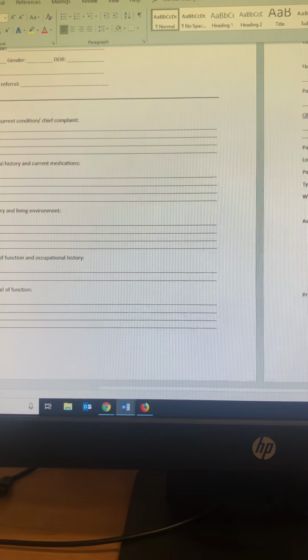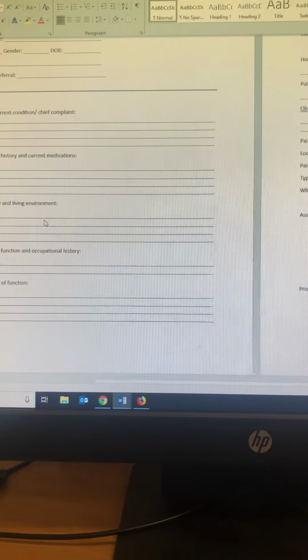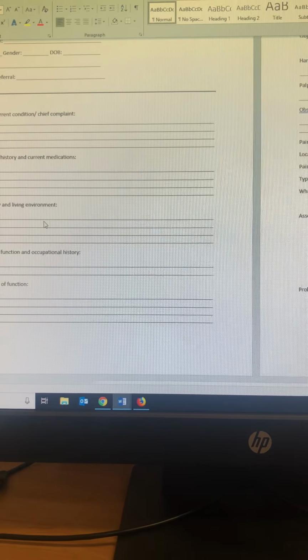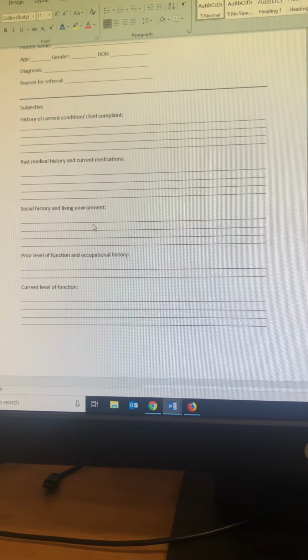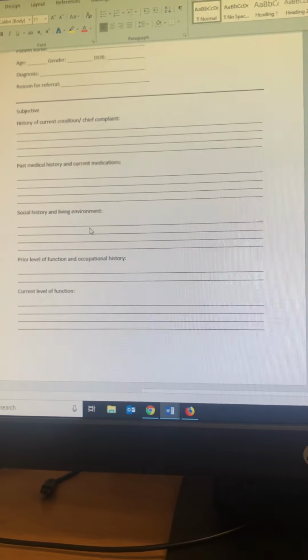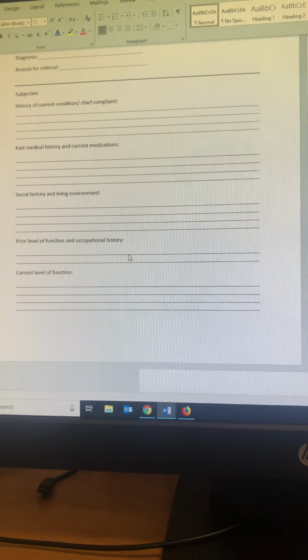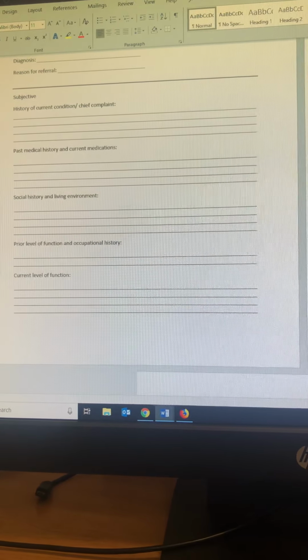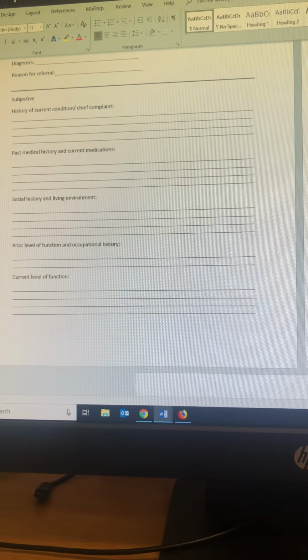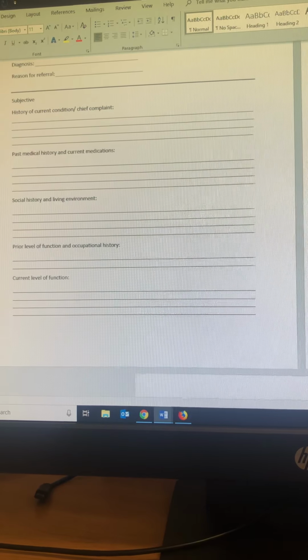We move down into social history and living. You want to be sure that you're including everything and making sure it's accurate. So she's not retired. She actually still works, but she's unable to work right now because of the injury. So that'd be huge to make sure you put there. Prior level of function here, you want to write that she was independent in all of her ADLs. And make sure that, again, that's accurate.